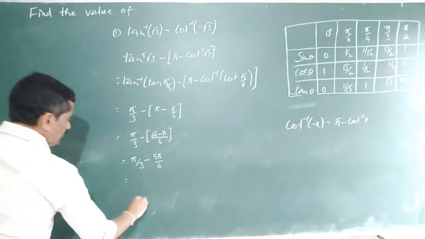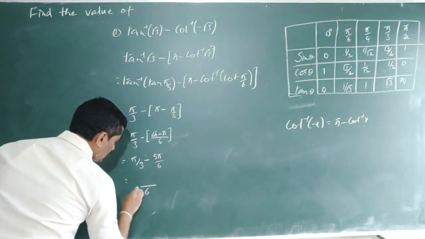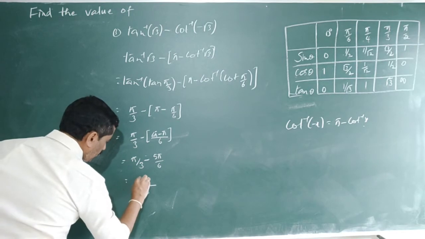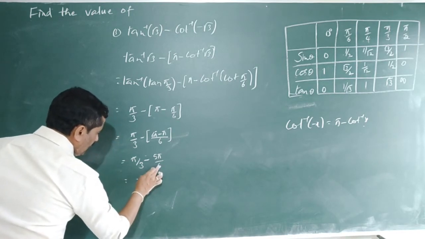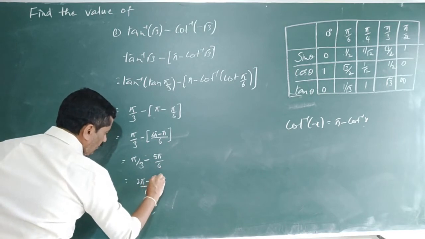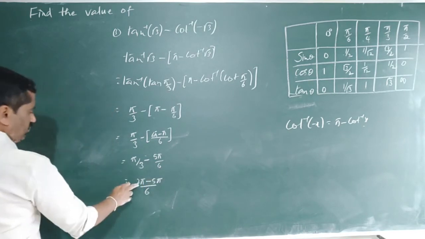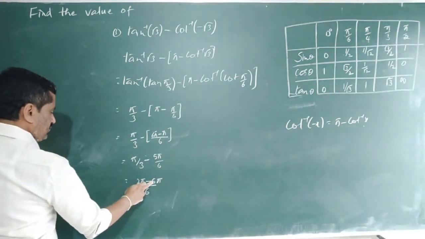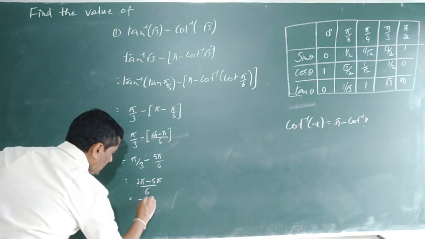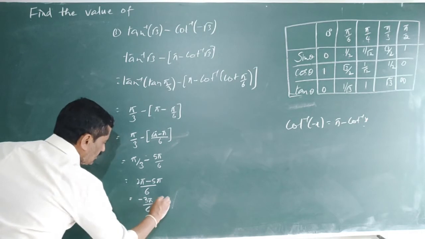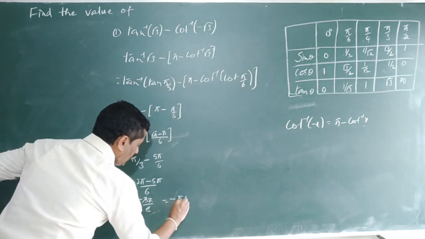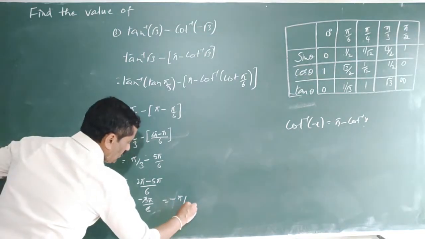What is LCM here? That is 6 is LCM. So divide 3 by 6, we have 2. 2 into pi, that is 2 pi. Minus, divide 6 by 6, we have 1. 1 into pi, that is 5 pi. Again that is equal to 2 pi minus 5 pi, we have that is minus 3 pi divided by 6. Again that is equal to 3 ones, 3 twos, we have minus pi by 2.